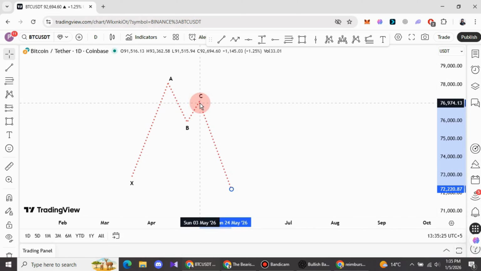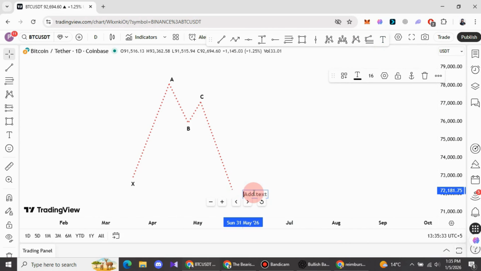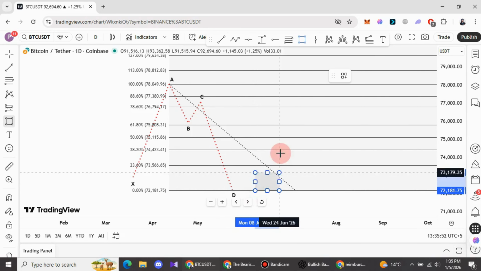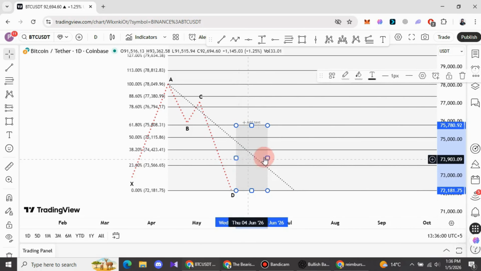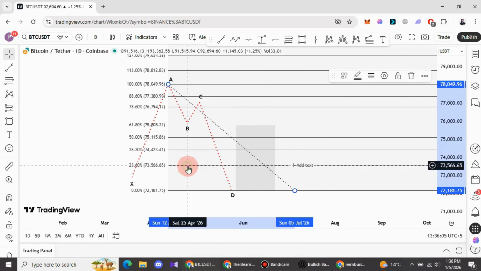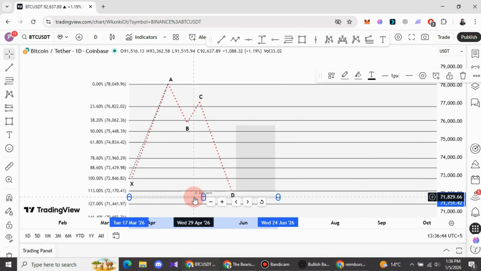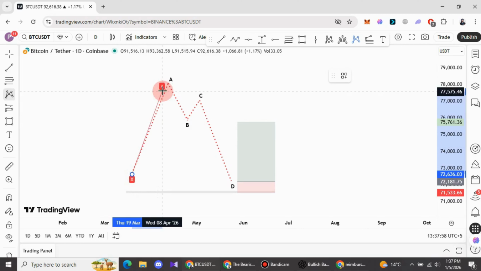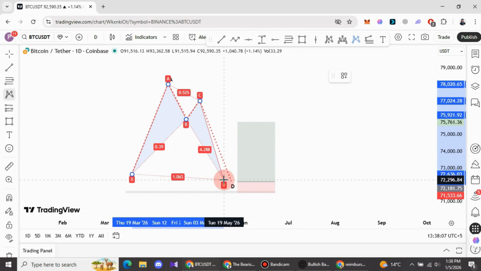Once price reaches point D, traders wait for bullish confirmation before placing a buy trade. For take-profit levels, Fibonacci is drawn from A to D, target 1 at 38.2%, target 2 at 50%, target 3 at 61.8% retracement. The stop loss is placed below the 1.13 Fibonacci of the XA leg beyond point D. This completes the alternate bullish bat pattern structure.